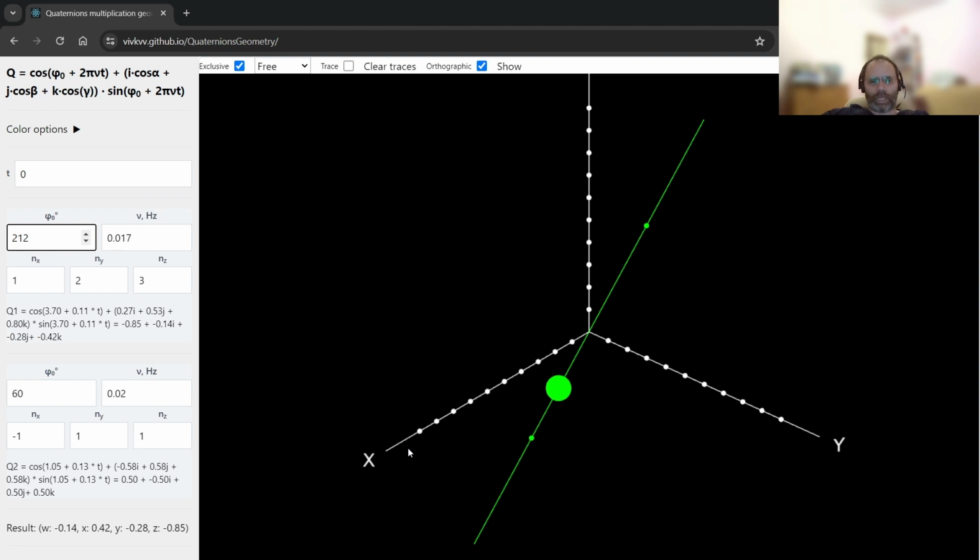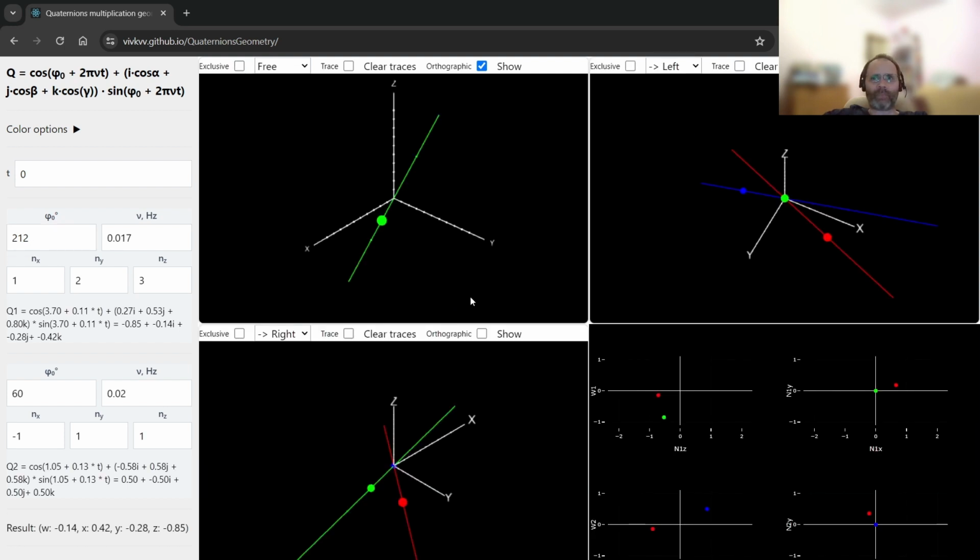We see only XYZ coordinates, but we can also look at the value of the fourth coordinate W. Let's exit the exclusive mode for this and look at the bottom right window. There is a two-dimensional coordinate system on it. In this case, we're interested in the two top graphs.